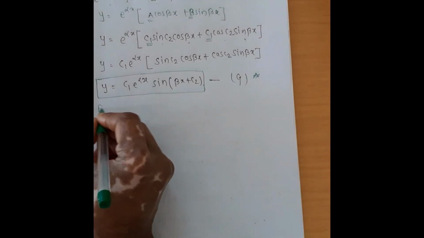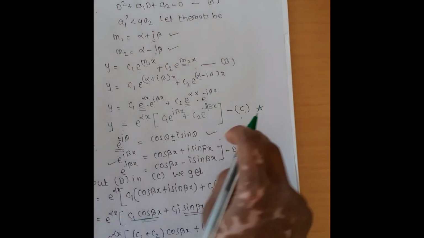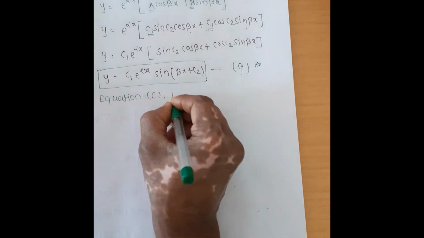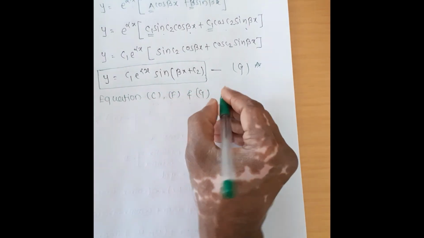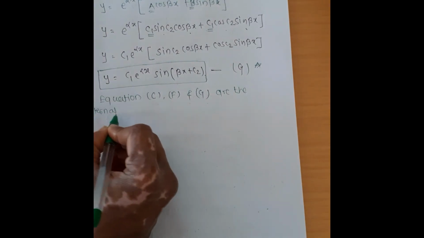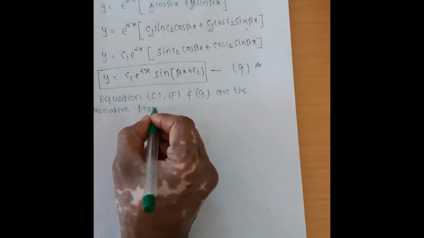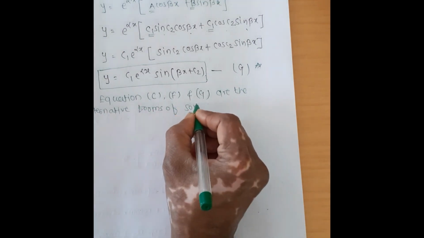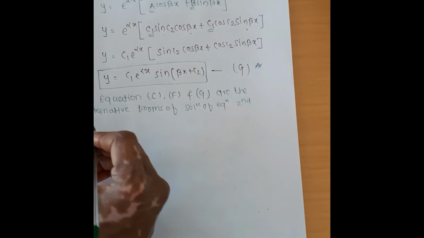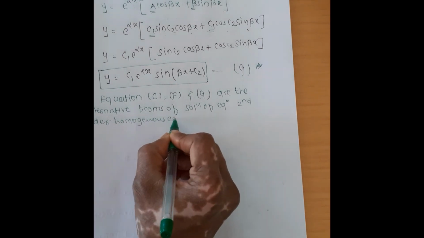So which equations? Equations C, F and G are the alternative forms of solution of the second order homogeneous equation.